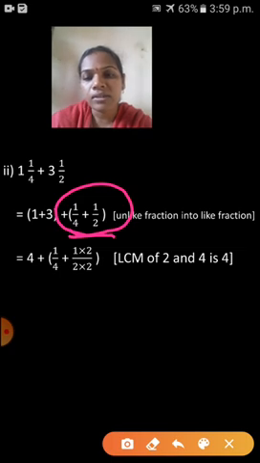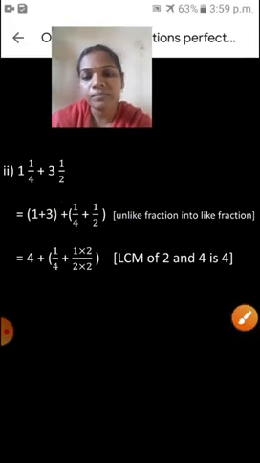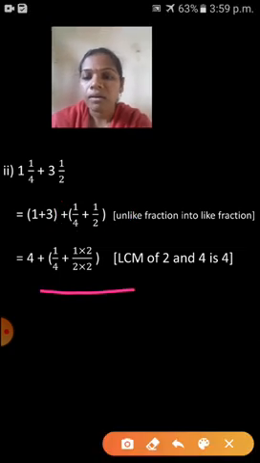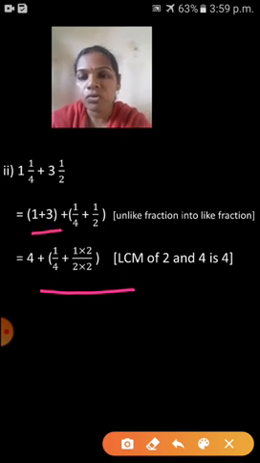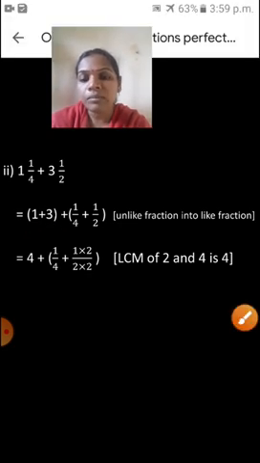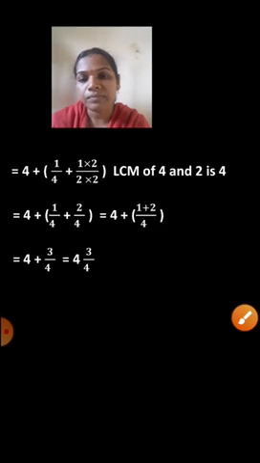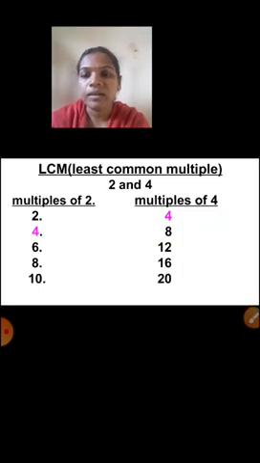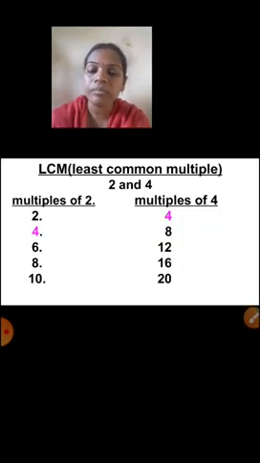Okay, and children, see here, next step is 1 plus 3, that means 4. 1 plus 3, that is 4, plus 1 upon 4. See here, children, I will show you that LCM how we have to find. Yes, LCM means least common multiple. You have to say the table.